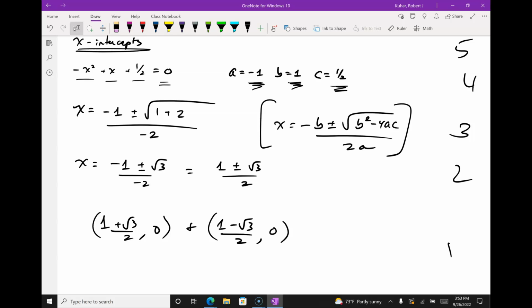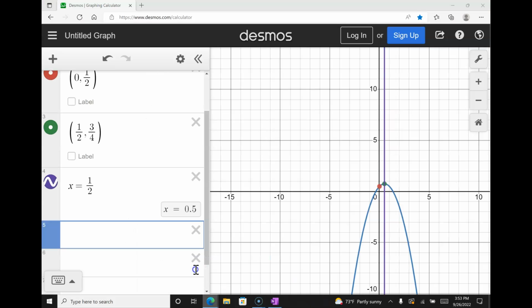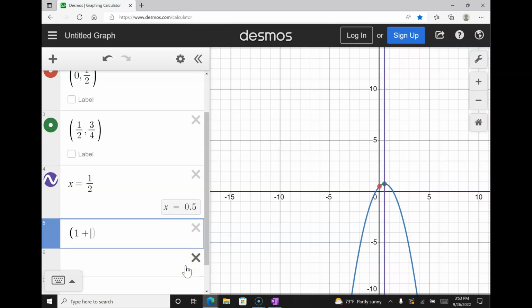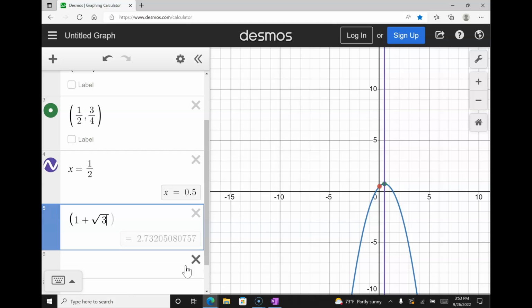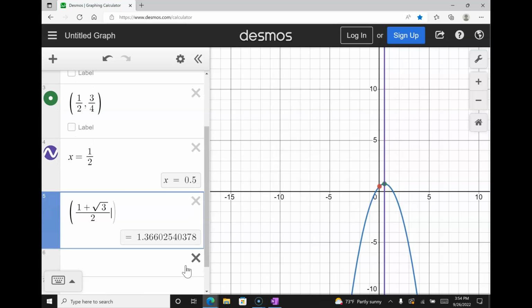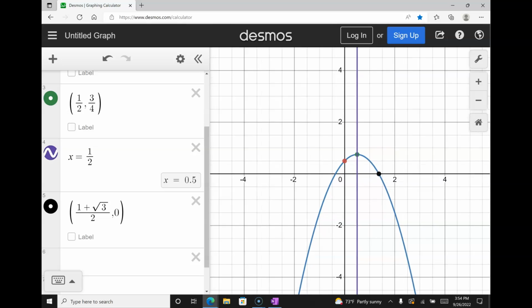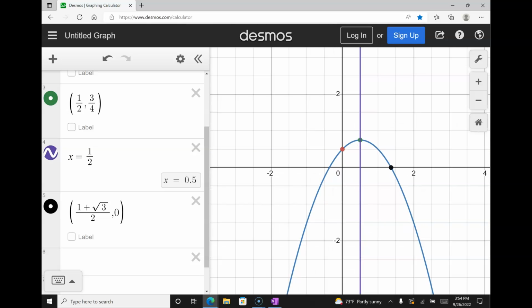I want to plot these two, or at least one of them, right? So I'll do the positive root. So I had 1 plus square root of 3 all over 2, comma 0. And I can see my root is true, right? Of course, on the quiz or test, I'll check both. I'll plot both just to make sure.